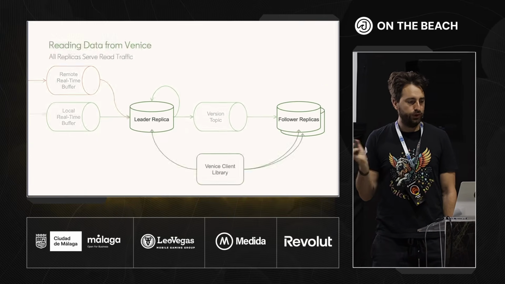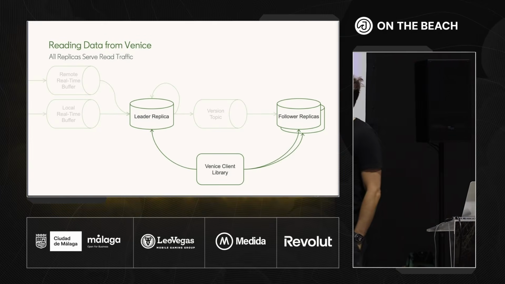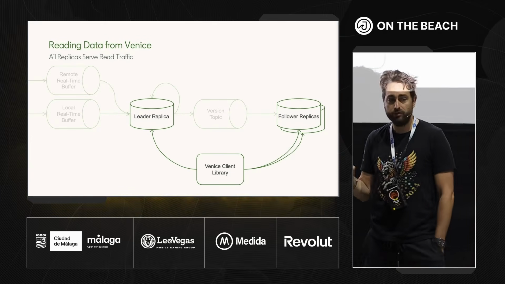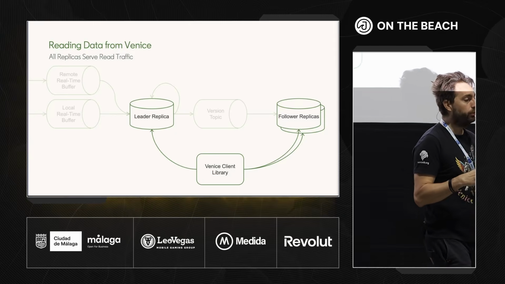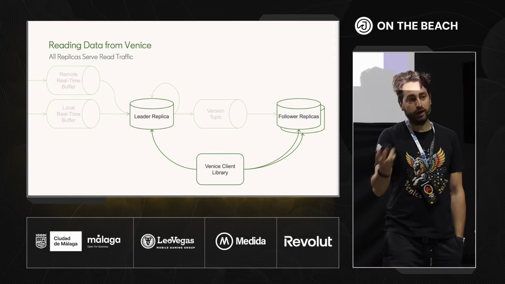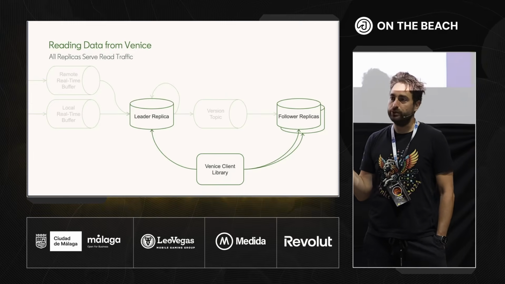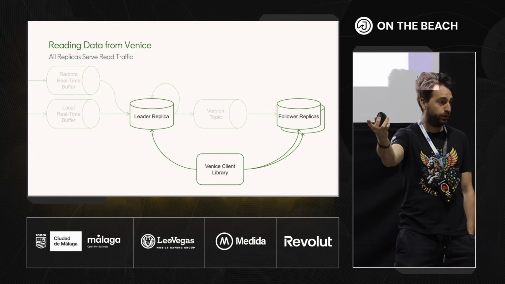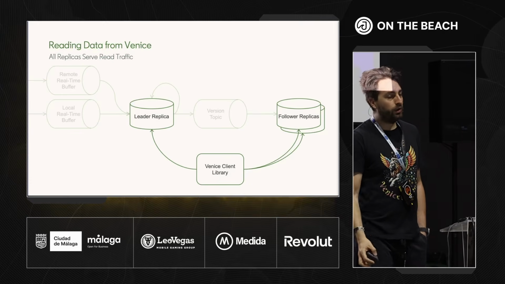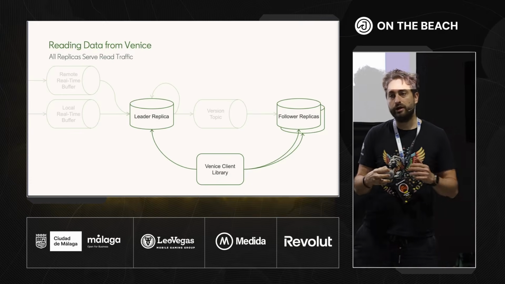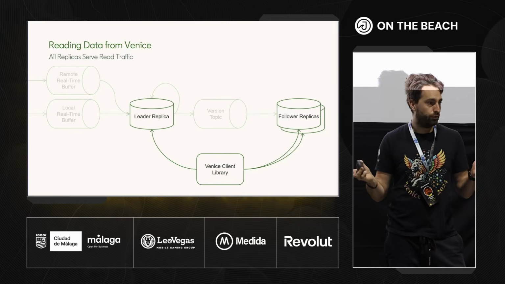Now, switching gears away from the write path of Venice, let's talk briefly about how data is read from Venice after it lands there. We have this Venice client library, which is capable of issuing queries across the network to the servers. And in Venice, we made the design choice that all replicas will serve read traffic.